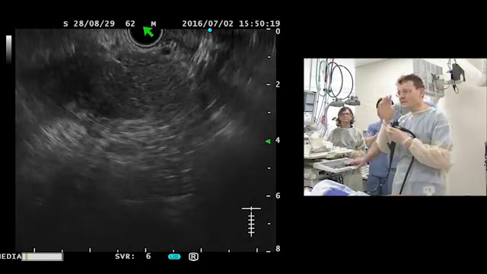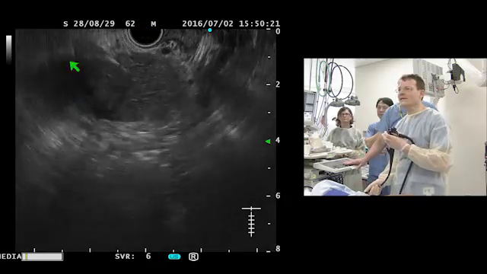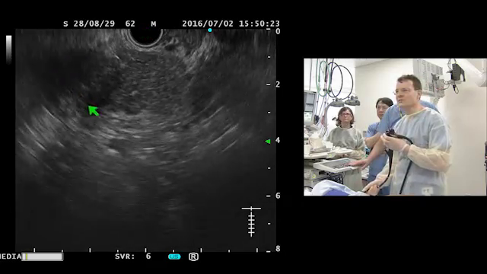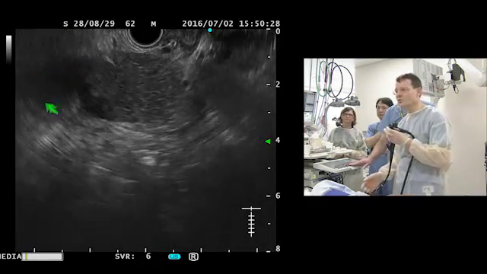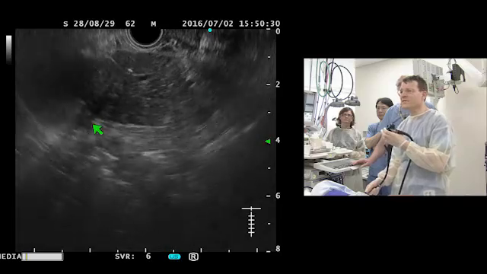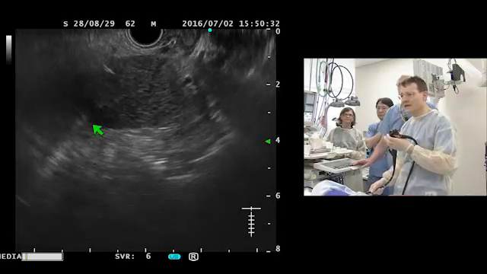And you will notice on the left side we have already a structure which appears relatively irregular. So this is already our tumor we can already see from the duodenum.